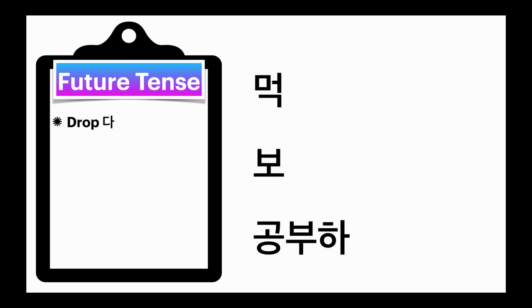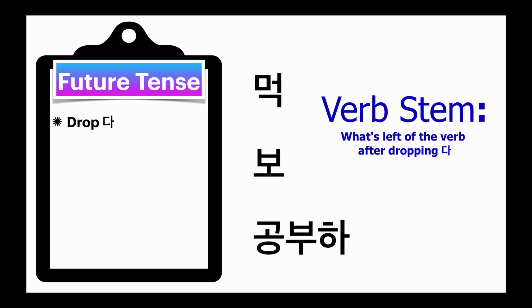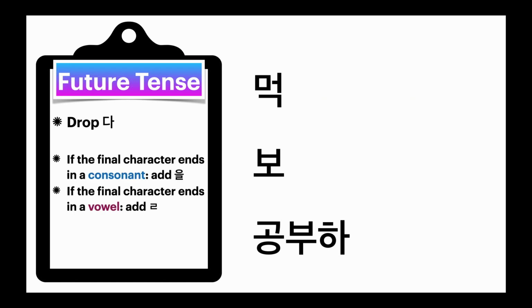And now we're going to go back to our usual Korean rules here, in which we have to pay attention to if a word ends with a vowel or a consonant. Without the 다, this here is a verb's stem. And based on the stem, if the final character ends in a consonant, we will add 을, and if the final character ends in a vowel, we will add ㄹ.